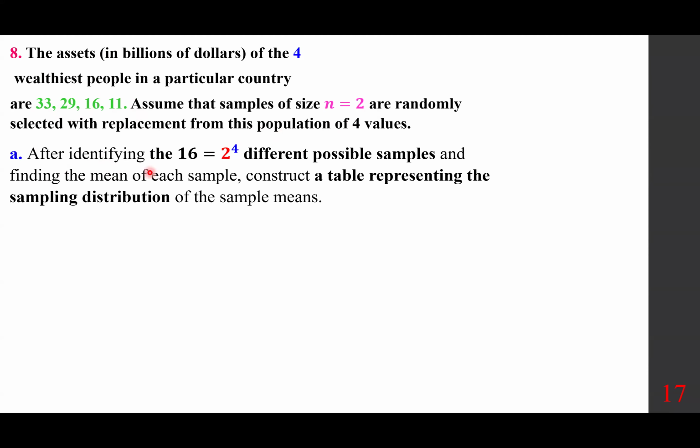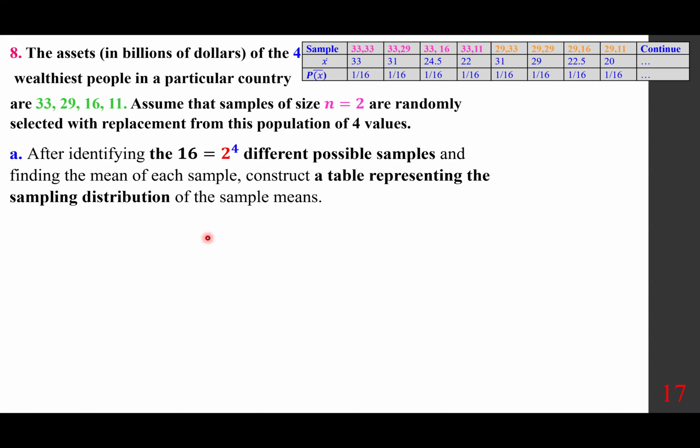After identifying the 16 different possible samples and finding the mean of each sample, construct the table representing the sampling distribution of the sample means. When I explain the concept. So having said that, as it was mentioned, we have the X bar and the probability of X bar. When you use 33 and 33 with itself, the probability is 1 out of 16. But when you use 33 with 29, another possibility is 29 and 33. So these two, this is 1 out of 16, and so is this one. And you continue with that thought, you get 16.